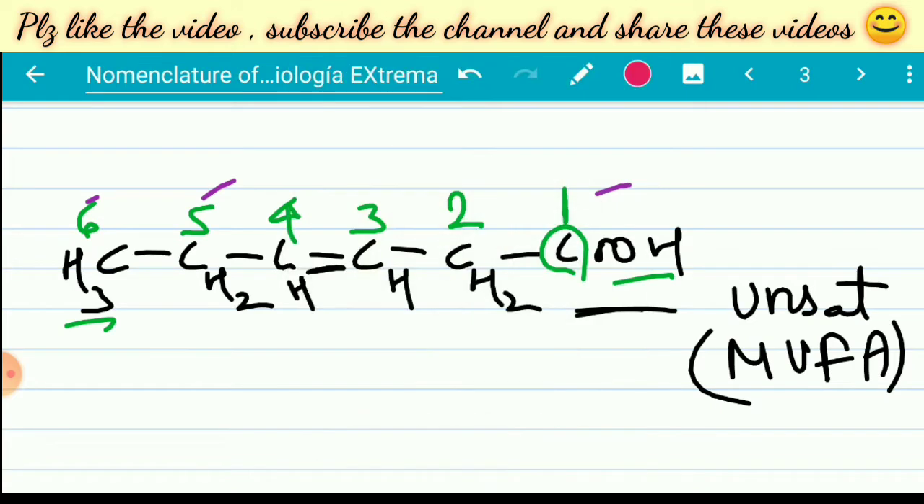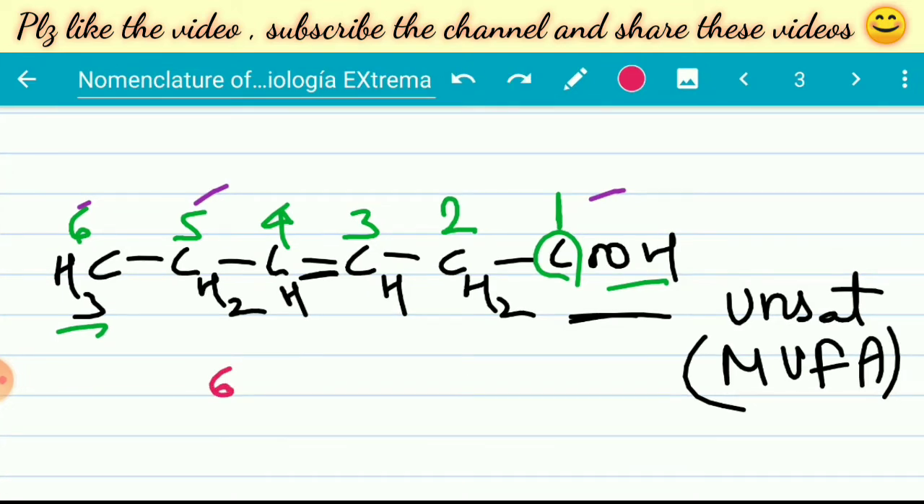First we write the number of carbon atoms. So it's 6, this is the same. Then we apply the colon symbol to it. After colon we write the number of double bonds. So it has only one double bond, between carbon number 3 and carbon number 4. So we write 1 to it.